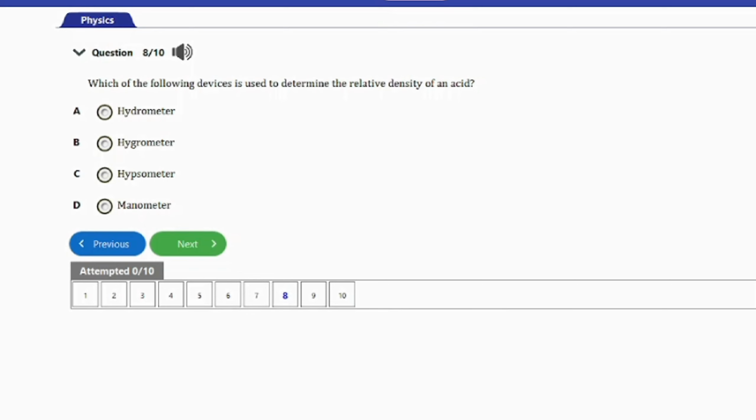So let's go ahead and consider the next question. That's question number 9 here. It says an object weighs 60 newtons in air, 48.2 newtons in a certain liquid X, and 44.9 newtons in water. Calculate the relative density of X.